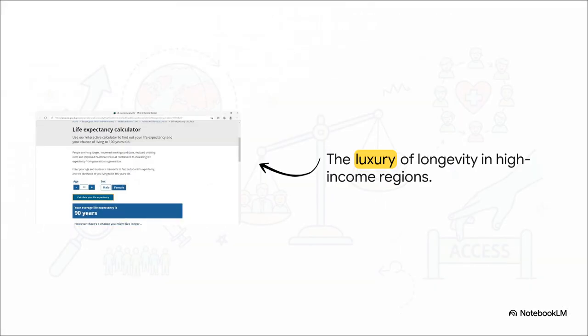It creates a bizarre contrast. In high-income regions, people are casually hopping online, plugging their age into life expectancy calculators just to see if they'll hit 100. It's the luxury of longevity. Meanwhile, underlying factors like poor sanitation, overcrowded housing, and undernutrition are drastically altering the math for the world's poorest.